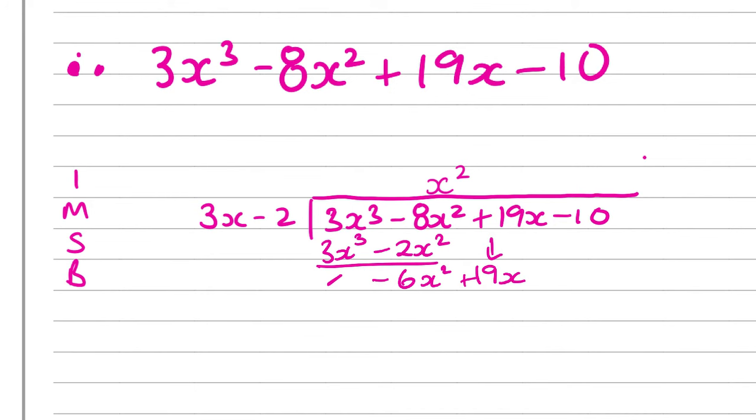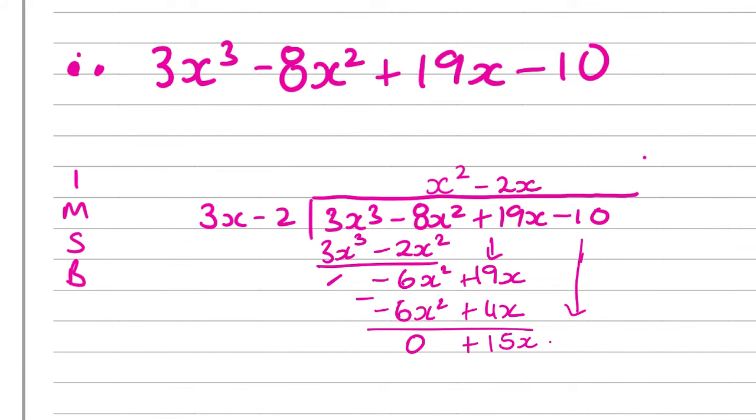Okay, multiply. 3x times what is minus 6x squared? Minus 2x. Multiply. So we're going to have minus 6x squared minus 2 times 2 is plus 4x. Take away, we're going to get 0. 19 minus 4, 15x, and then we're going to bring down. Multiply. 3x times what is 15x? 5. Bring down, multiply 5 times 3x is 15x, 5 times 2 is minus 10.